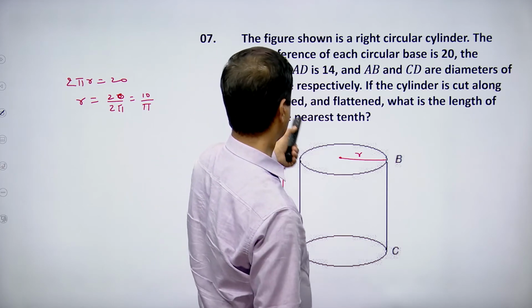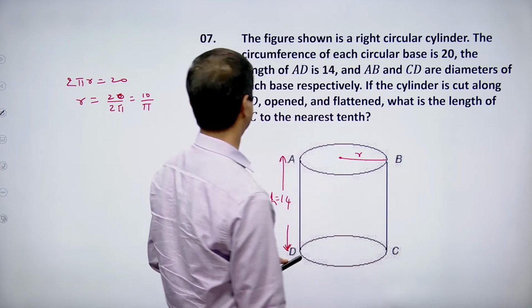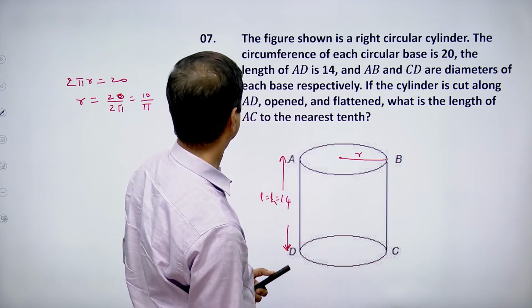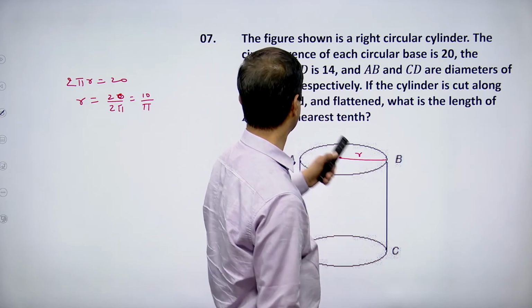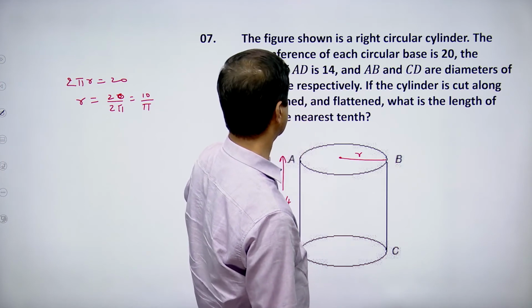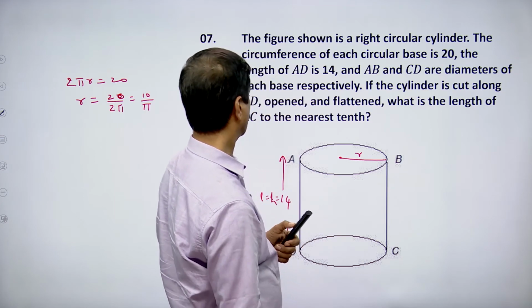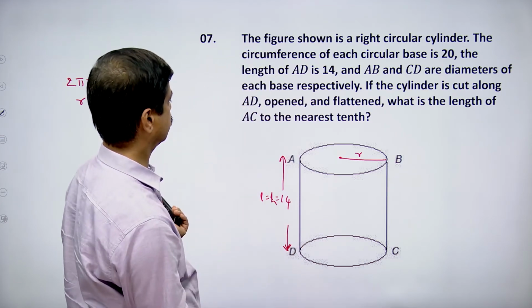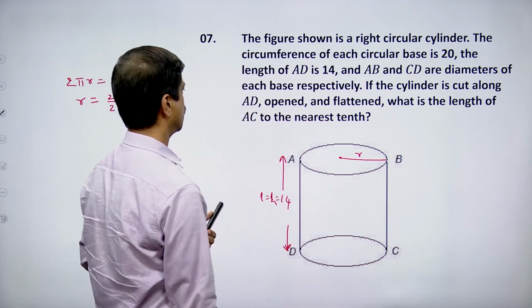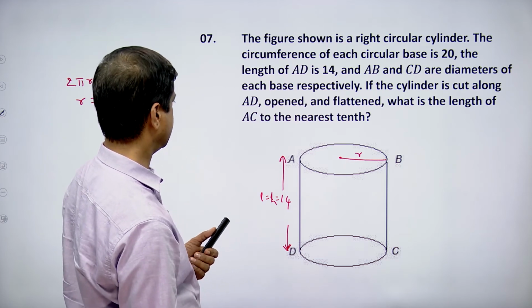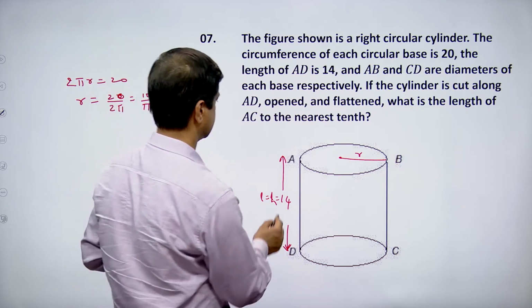Okay. And AB and CD are diameters of each base respectively. AB is this and CD, they are diameters, we know. If the cylinder is cut along AD, opened and flattened, it is flattened like this. Okay. What is the length of AC to the nearest tenth? AC is this.